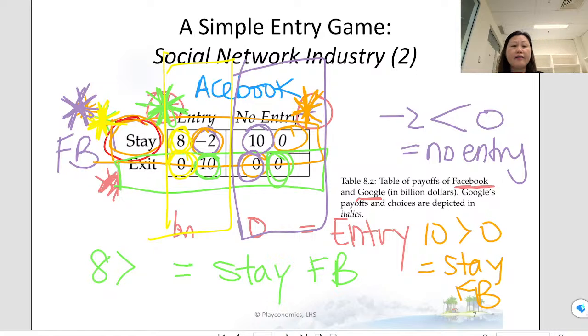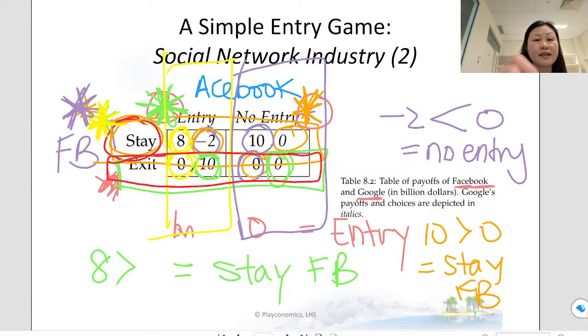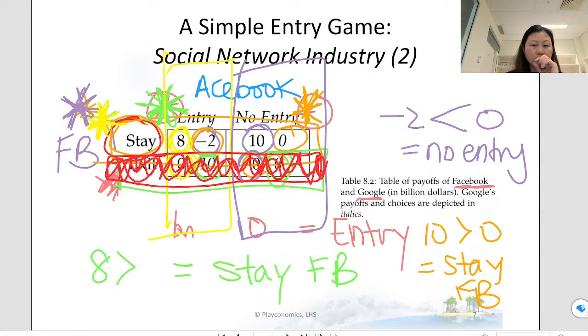If we have a scenario where there is no dominant strategy for one player, then what we do is we look to see if there is a dominant strategy for the other player. If there is, then basically what that means is that we're going to take the exit strategy, which we do not believe is going to happen, and we're going to cancel that out. In doing so, what we are then saying is Facebook is going to stay.